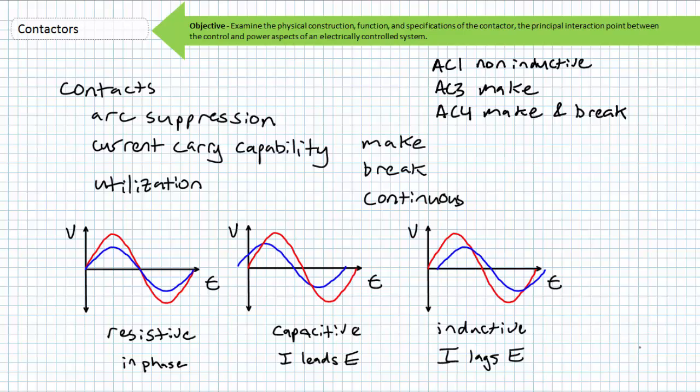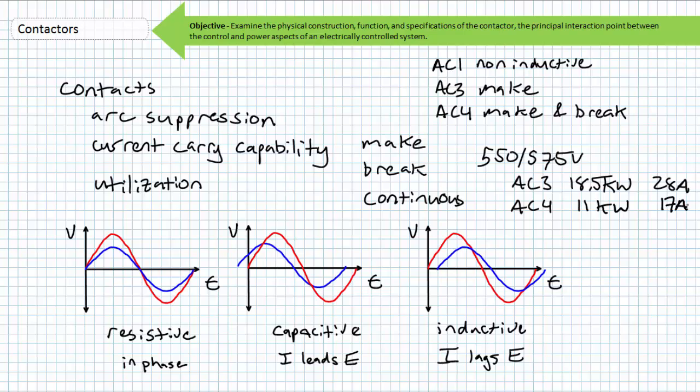A contactor with an AC3 utilization is designed to make locked rotor current and only break full load current and only occasionally jog. A contactor with an AC4 utilization is designed to make and break locked rotor current and jog and plug. For example, a certain contactor sized for 550 to 575 volts is designed to handle 18.5 kilowatts and 28 amps when used for AC3 purposes.